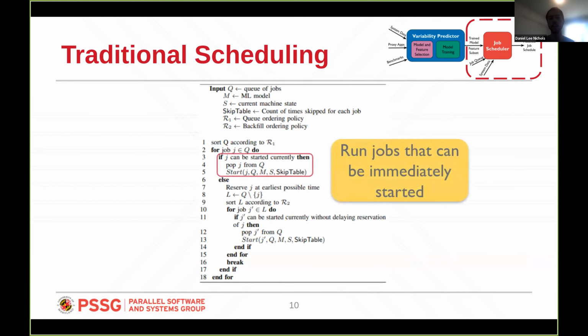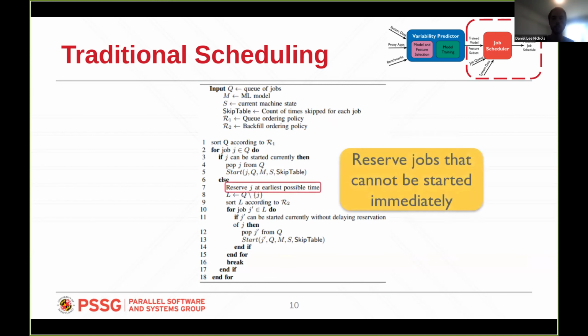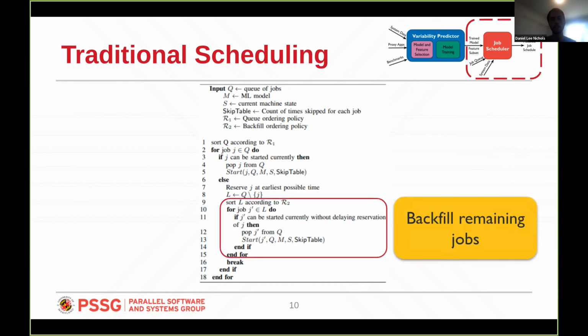And once you've sorted it, then you go ahead and run jobs that can be immediately started on the system in the order of the queue. And you reserve jobs that cannot be currently run, and you reserve them at the earliest time possible on some system resources. After you've done that, then you look at all the rest of the jobs in the queue and you determine which ones can be backfilled. This just looks for small gaps in the schedule where you can fill in short or small jobs without delaying any of the currently reserved jobs. So this is the basic overview of FCFS plus easy.